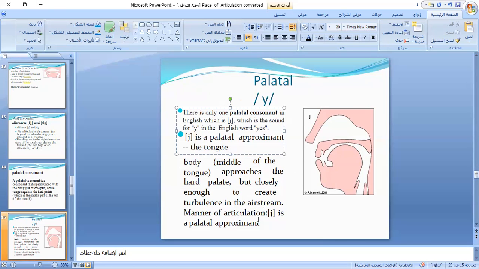Manner of articulation of ya is a palatal approximant. It's approximant, but where? It's palatal. It's not like the approximant wa, which is a bilabial approximant, sorry.